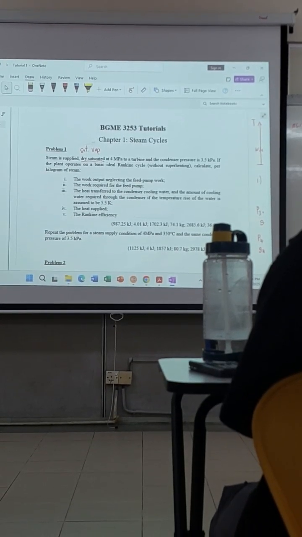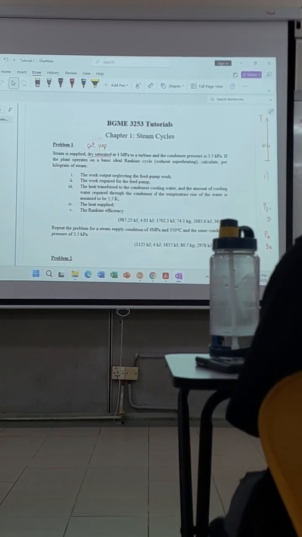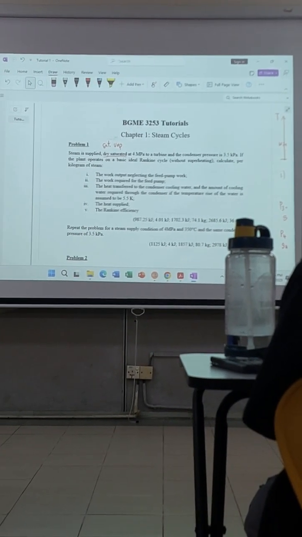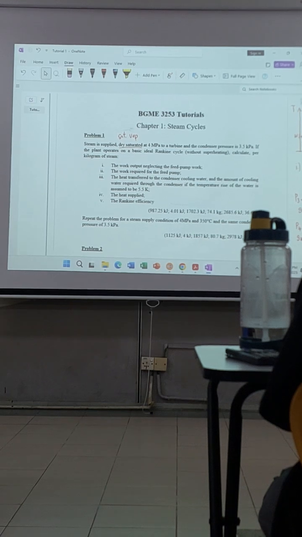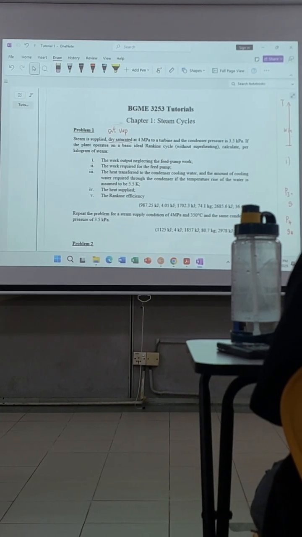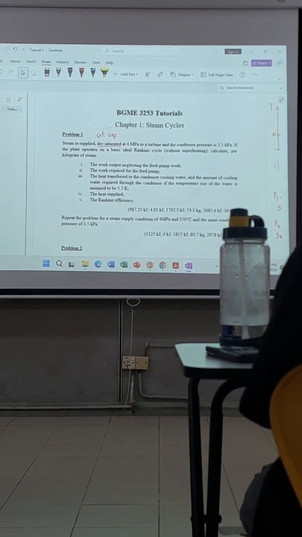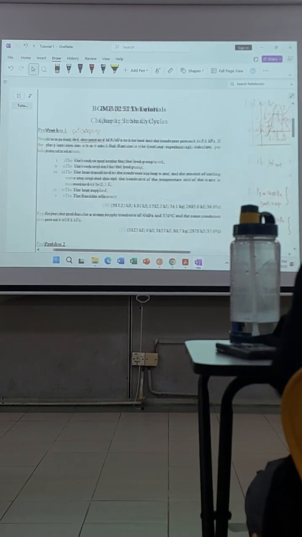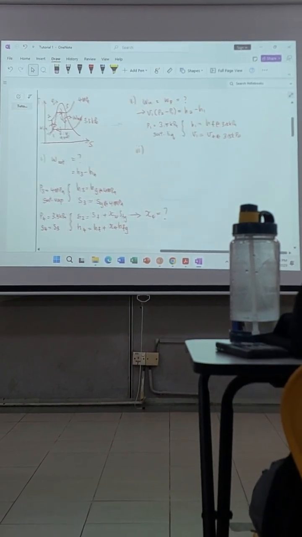Okay, never mind. So 3, the water mentioned in this question is not the water circulating in the cycle itself. So you need to be clear here. You can see that it says the heat transfer to the condenser cooling water. The condenser's function is to cool down the steam, right? So what it is trying to say here is this.